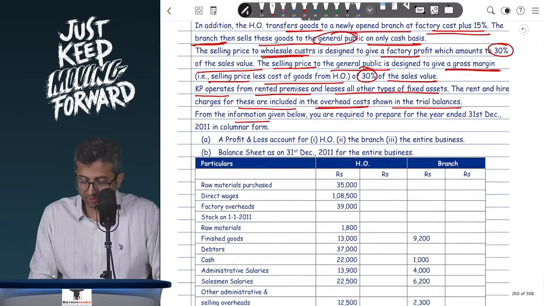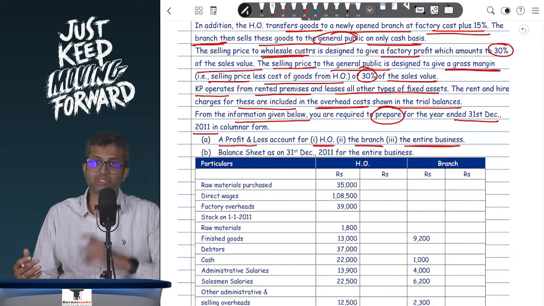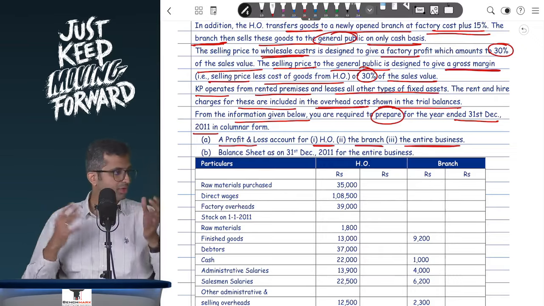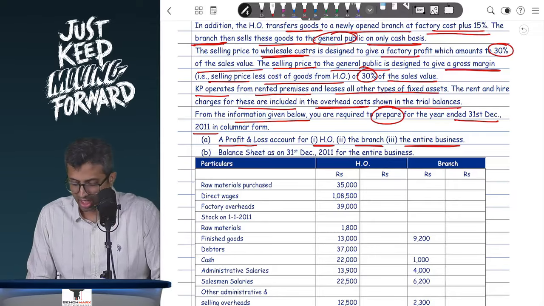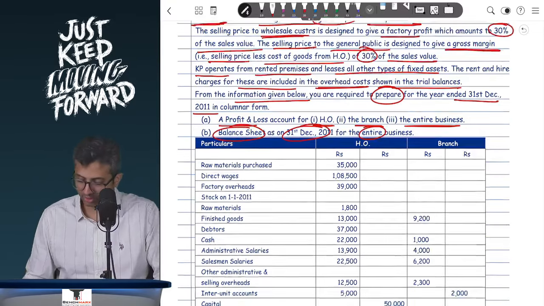From the information given below, you are required to prepare for the year ended 31st December 11, in a columnar form, the profit and loss account, first for the HO, then for the branch, and then even for the entire business. So usually you only had HO or only had branch. Now you have HO, branch, and the combined business as well. And the balance sheet as on 31st December 11 for the entire business. Even here you can show this columnar and then do it for the entire business.